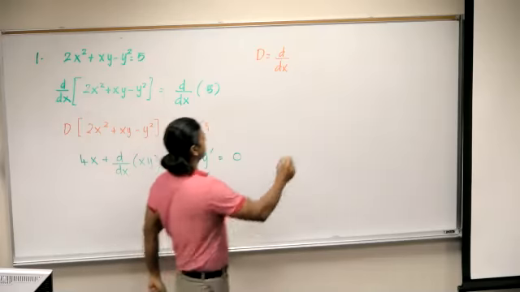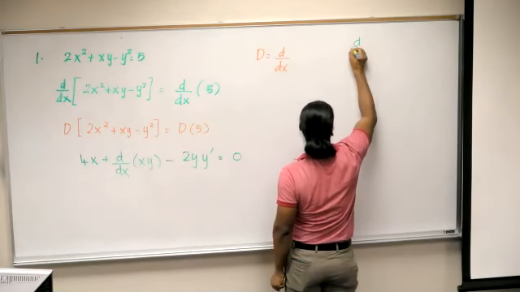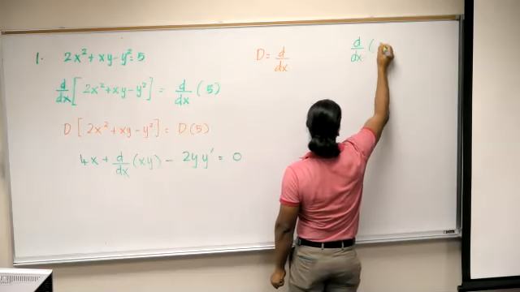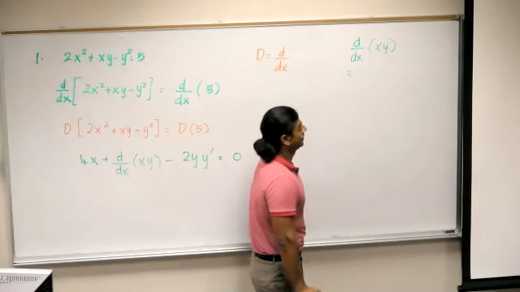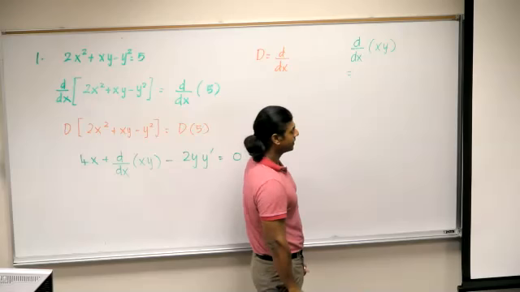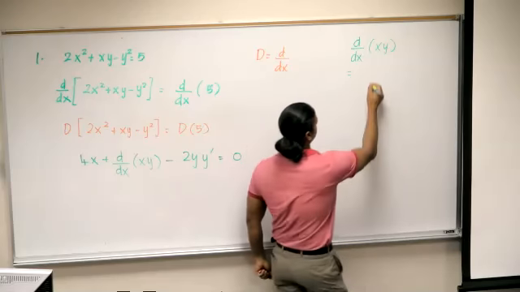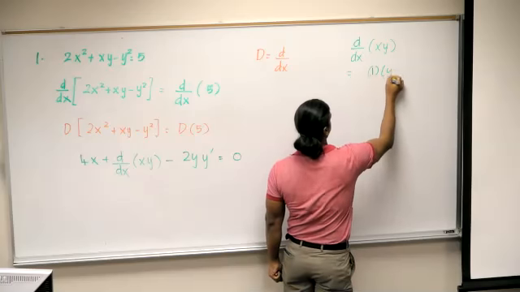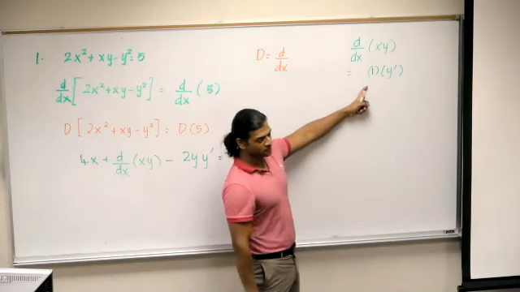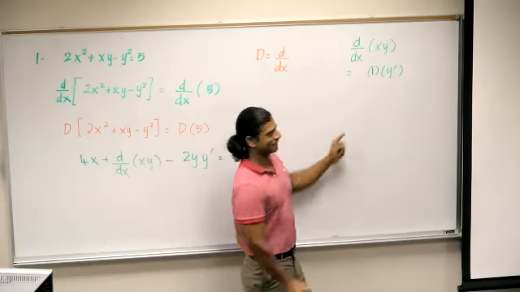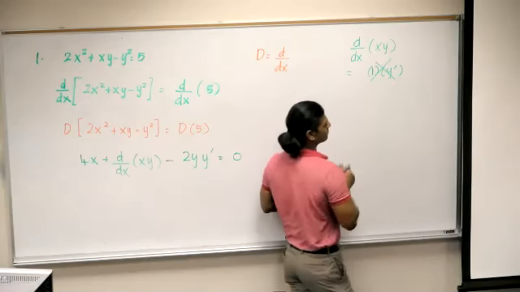So d over dx of xy. Y plus x dy over dx. Yes, but some of you did this: 1 times y prime. Excuse me, what? Exactly. So life is not that easy. This is wrong. Why is it wrong?